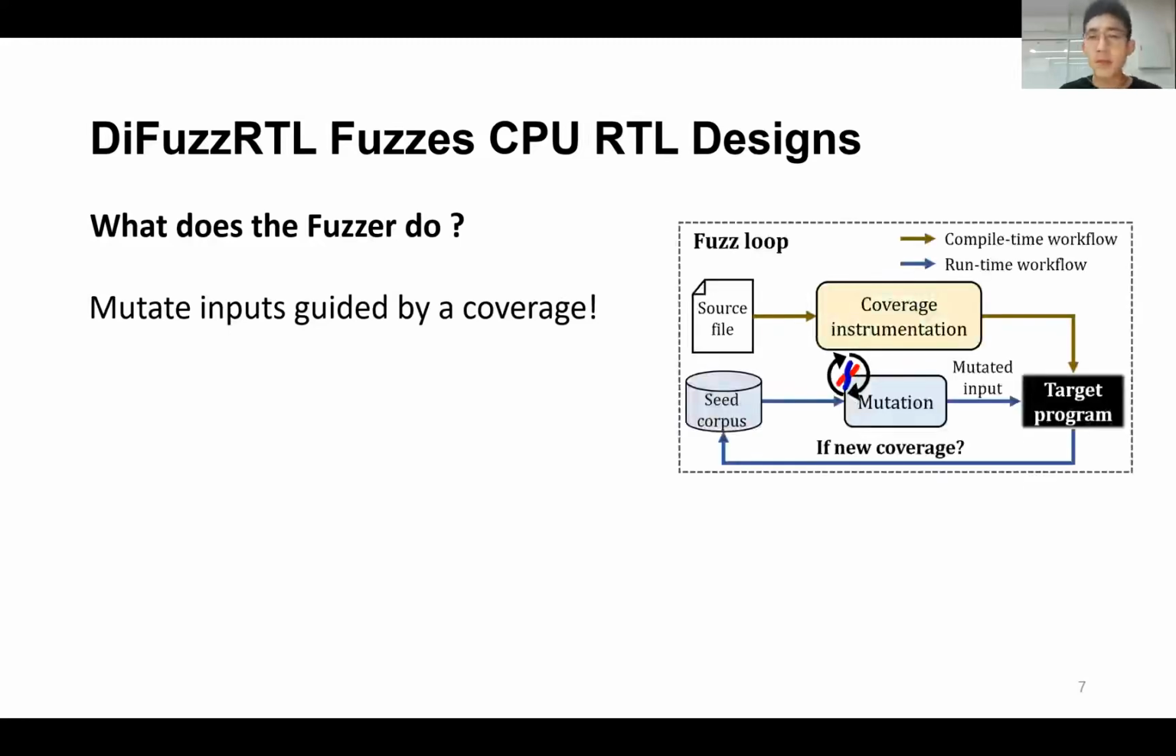So at compile time, the fuzzer instruments logic into the program, which calculates the runtime information, so-called coverage. And at runtime, the fuzzer continuously mutates the input and tests the program while monitoring the coverage. So if the coverage increases, it saves the input and reuses it to further increase the coverage. This process leads to the rigorous verification of the program.